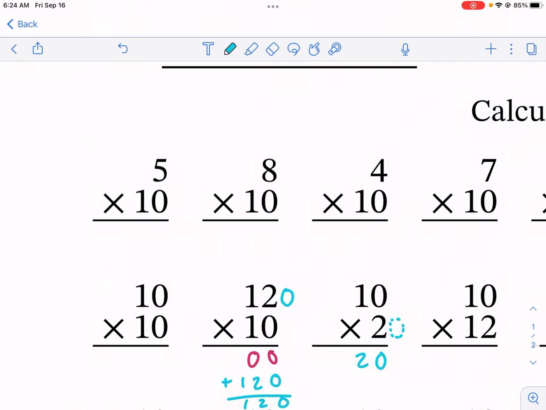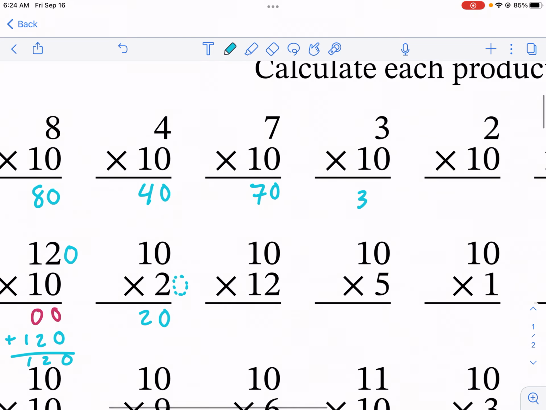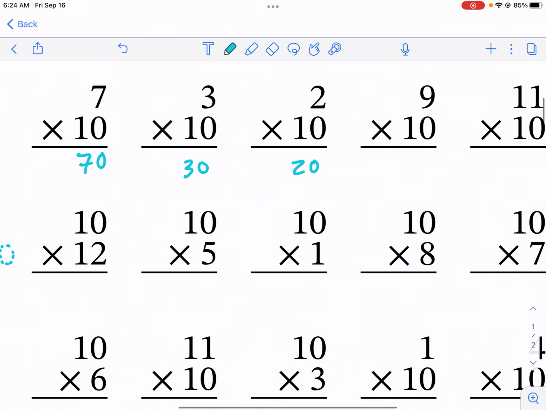Check this out. So I have a 5. I'm going to add a 0. The answer is 50. I have an 8. I multiply by 10. I'm adding a 0. The answer is 80. And really, that's it. So the answer is kind of in front of you for each one of these questions. You just add a 0 to all of them. And that's all there is to it.